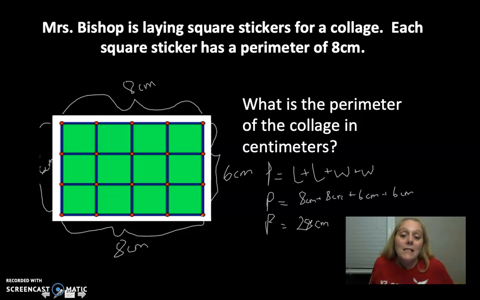So what we just did is just kind of put another layer of thinking on our area and perimeter. And hopefully this will help you as you work through your assignment and your problems as you're working on Google Classroom.